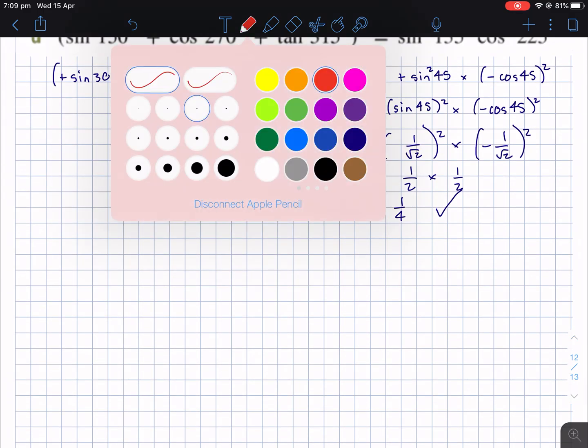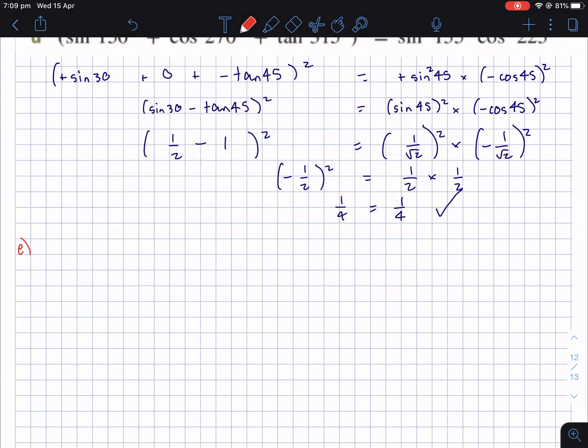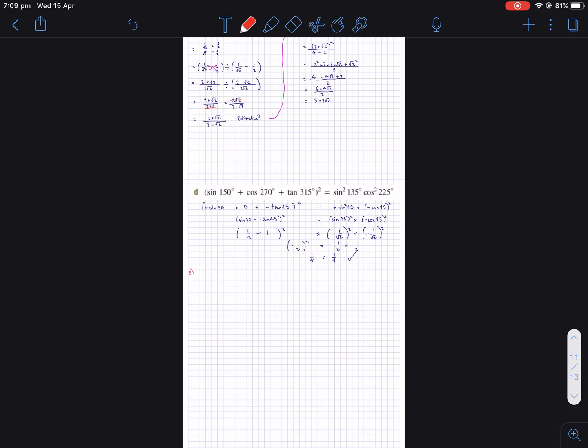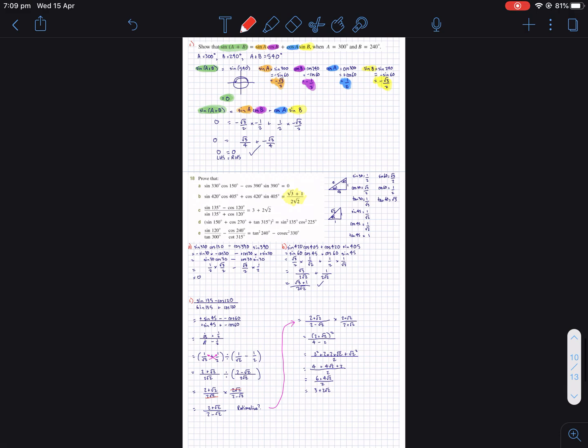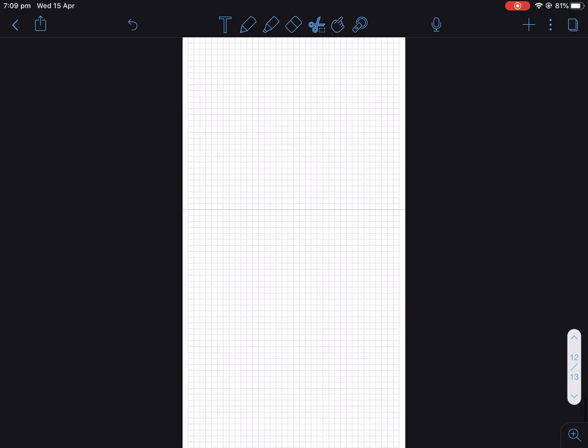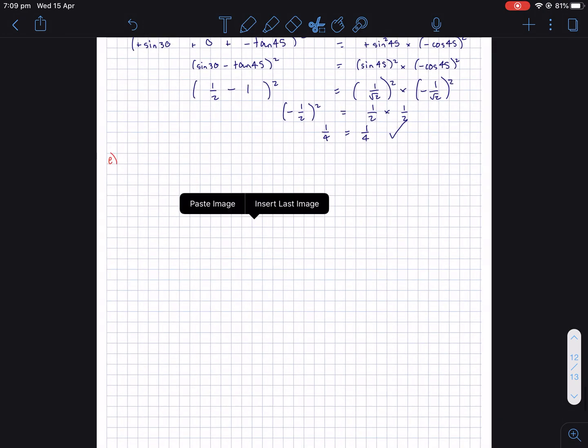Okay, and finally E. And that's what you do when you've got two things, like one thing on the left, one thing on the right, and you've got to make them equal each other. And finally E. Oh gosh, this does not look pretty. They've saved the best till last.